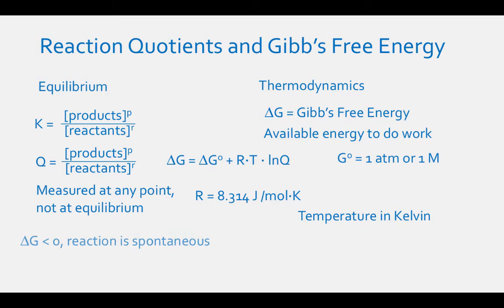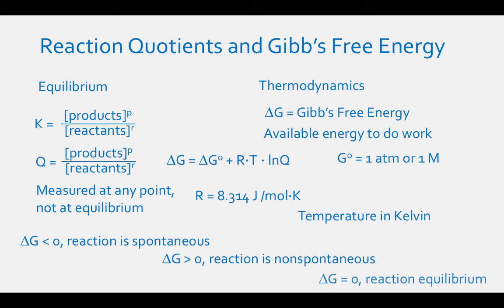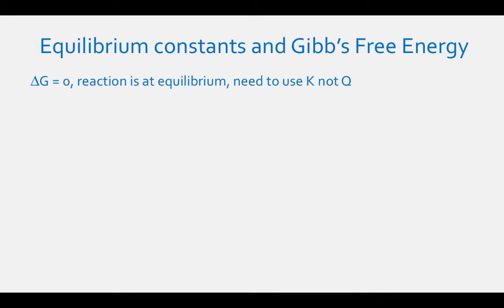If delta G is less than 0, then the reaction is spontaneous. If delta G is greater than 0, then the reaction is non-spontaneous. If delta G equals 0, then the reaction is at equilibrium. If delta G equals 0 and the reaction is at equilibrium, then we know we need to use the variable of K, not Q.